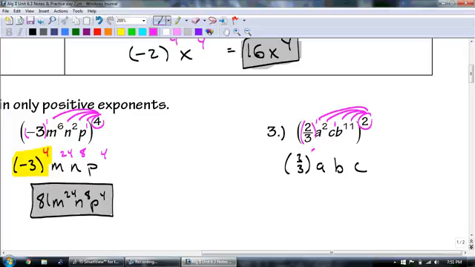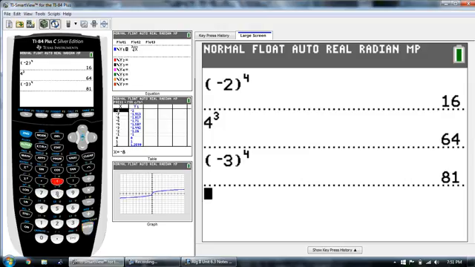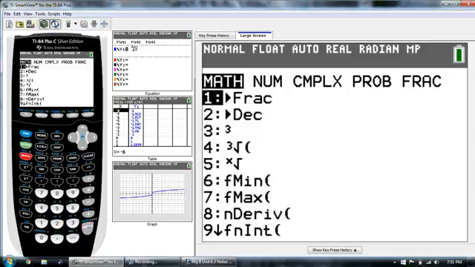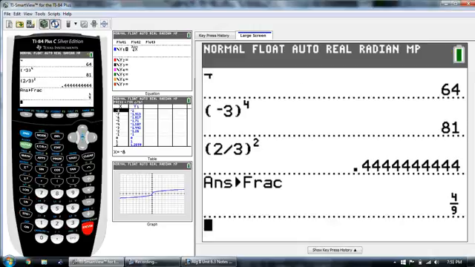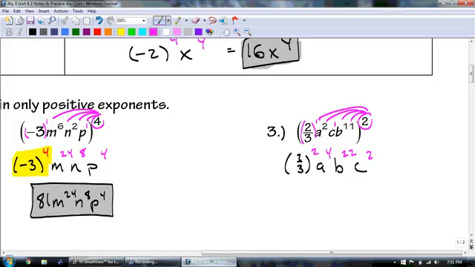So 1 times 2 is 2. 2 times 2 is 4. 11 times 2 is 22. And then 1 times 2 is 2. I need to do 2/3 raised to the second power. And then to keep that as a fraction, I go to math, enter, enter to get 4/9.